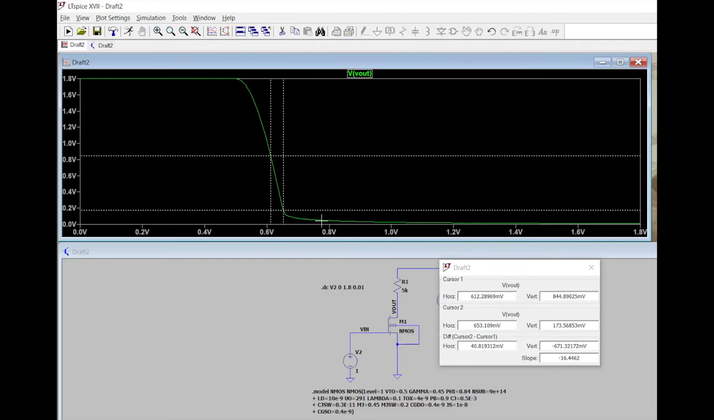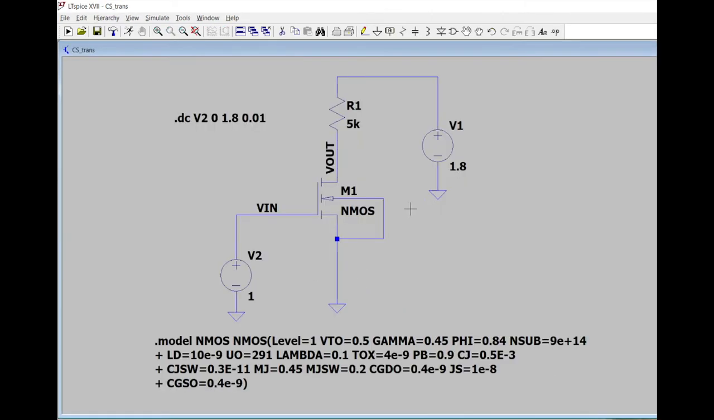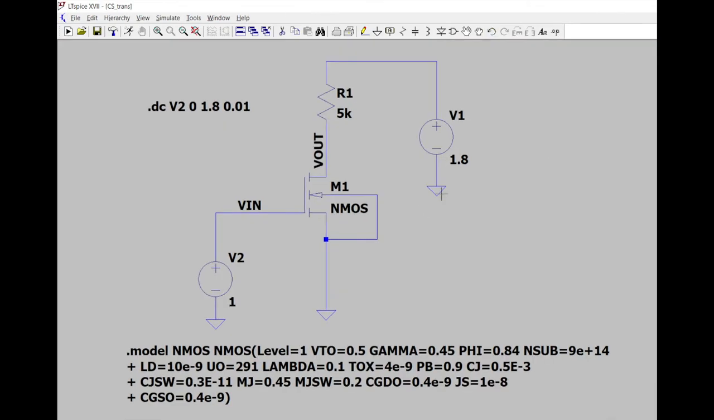Okay, so let's bias our transistor at 612 and do the transient simulation and see that we are getting a similar gain of around 15, right? To do the transient simulation, you can delete this one, and of course we need to change this one.